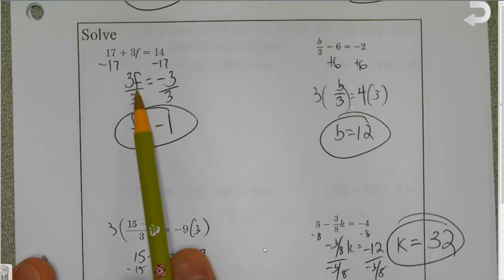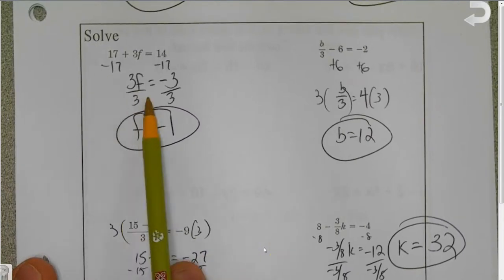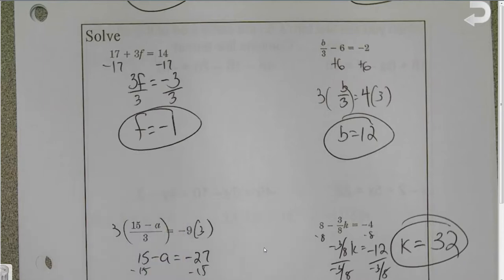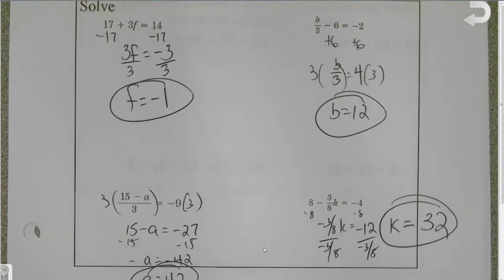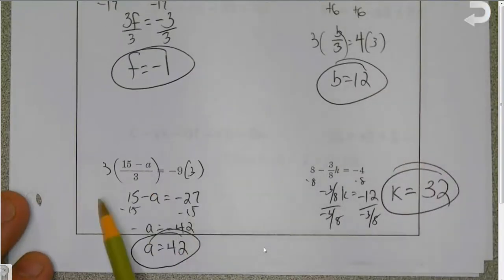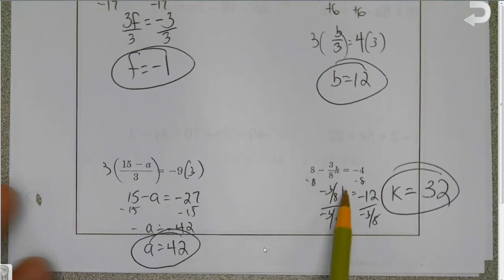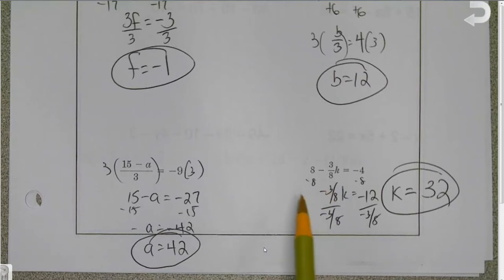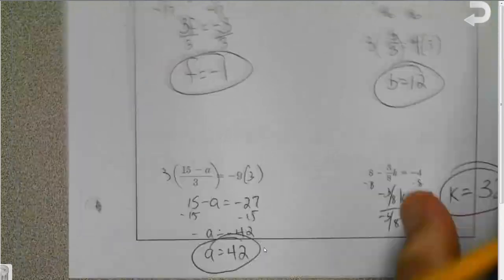Okay, so in the first one, you should have subtracted 17 first and then divided by 3 to get yourself negative 1. Alright, and for the second one here, I multiply both sides by 3 and b is equal to 12. For this one, I multiply both sides by 3, and then I had to subtract 15 and then distribute the negative. A is equal to 42. And then for the bottom right, you had to subtract 8 first, and then divide by negative 3/8. And k is equal to 32.